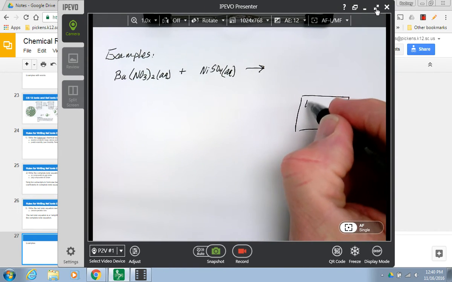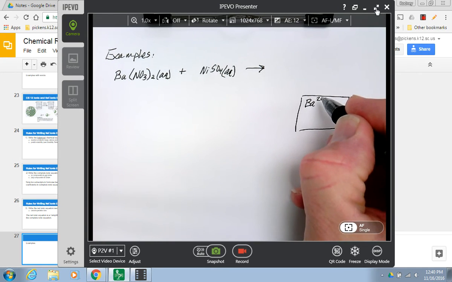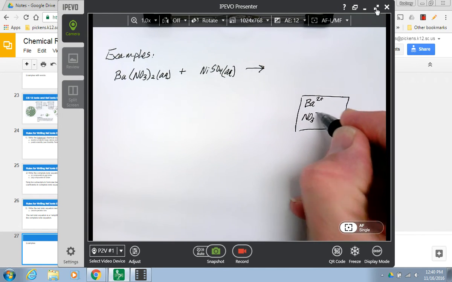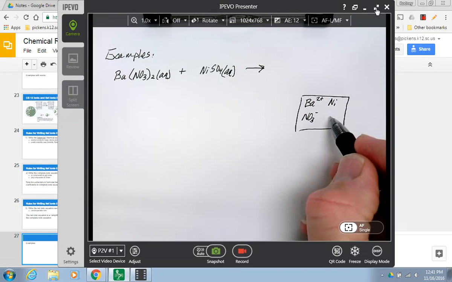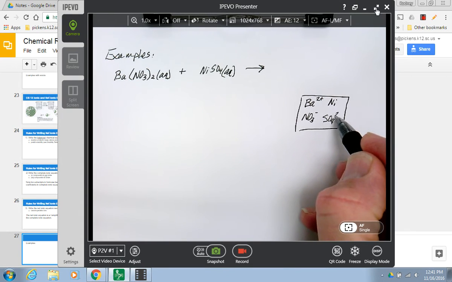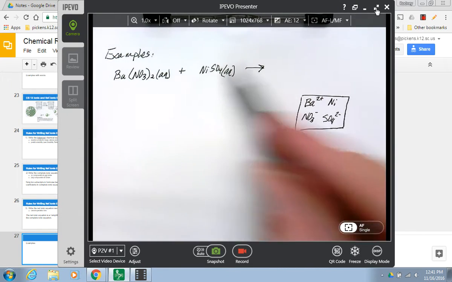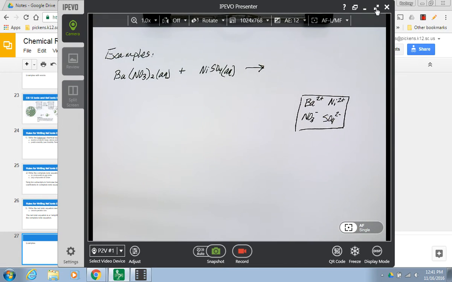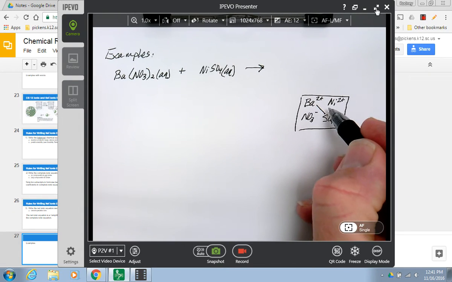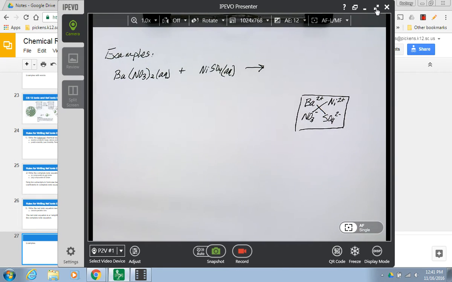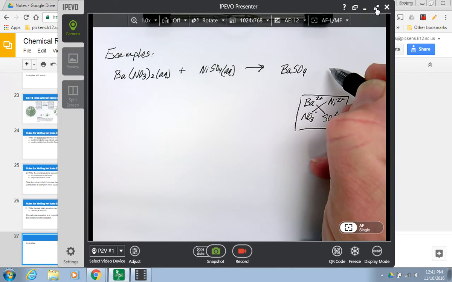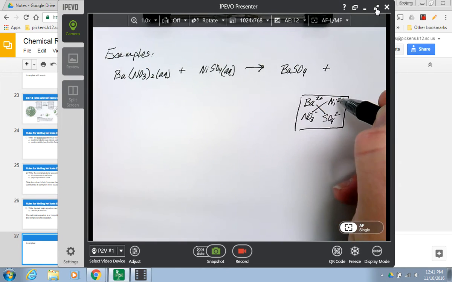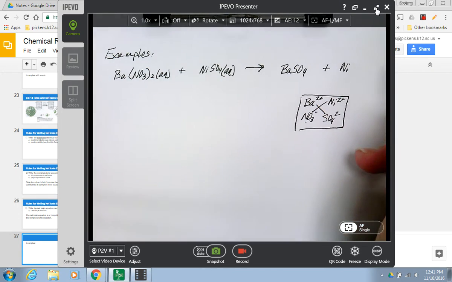Take your ions: barium is Ba, write the charge, 2 plus. Nitrate is NO3, 1 negative. Nickel is a transition metal, bonded with sulfate. Sulfate is SO4, 2 negative. Since there's just one nickel, it has to be 2 positive. Then you just crisscross and switch your cations and your anions. So barium is going to bond with sulfate to form BaSO4. Leave a little space to put your state symbol, plus nickel nitrate.